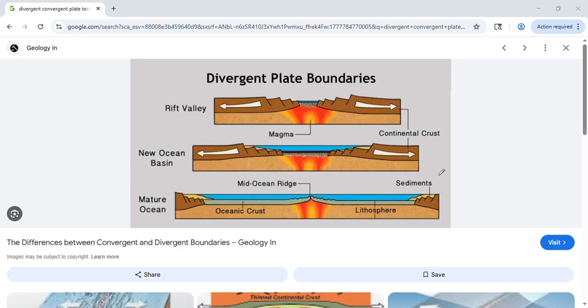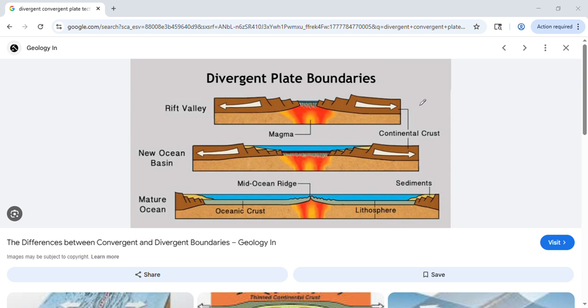Harry Hess. So it states that new oceanic crust is formed at the mid-oceanic ridges. This is the mid-oceanic ridge. So here the new oceanic crust is formed and spread outwards. The younger rocks are found near the ridge crest. These rocks are younger, and the rocks further from this are older.